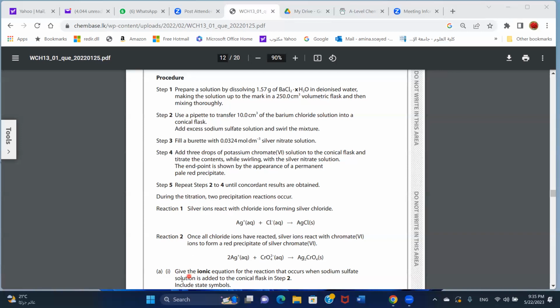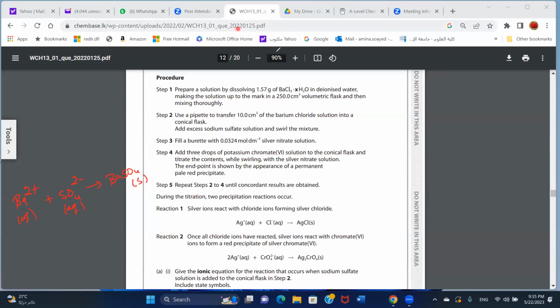Yeah. Okay. Rodina, give the ionic equation for the reaction that occurs when sodium sulfate solution is added to the conical flask in step 2. Include state symbols. Ba2+ aqueous, yes, excellent, plus SO4 2- aqueous. Yes, so both are aqueous since they have ions. So both will be aqueous, gives barium sulfate solid.